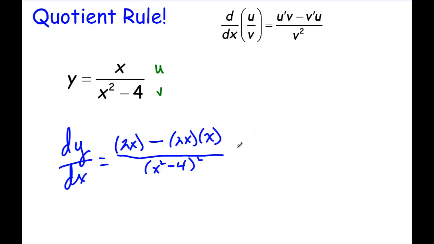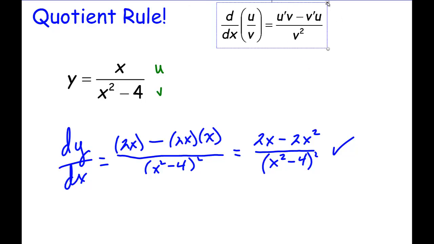Now this can be simplified just a little bit. We get 2x minus 2x squared in the numerator over x squared minus 4, squared. And that's about all you can do. There's more you could expand, etc., but there's nothing else really we need to worry about here. Just a little simplification in the numerator and you're good to go. So that's one particular example. Let's take a look at another.